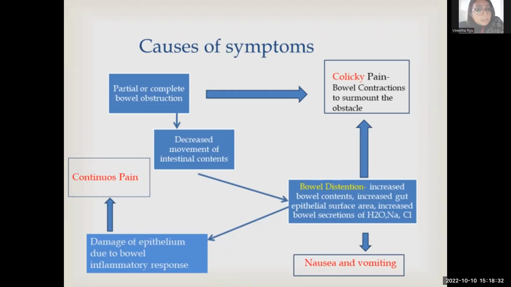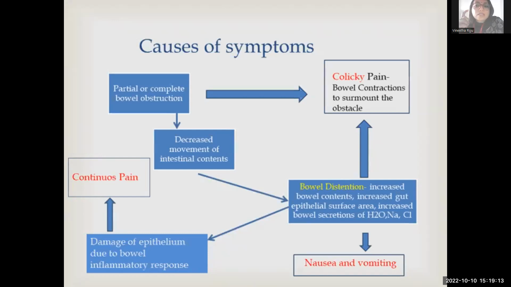Okay, so when there is a partial or complete bowel obstruction, the patient has colicky pains. Why colicky pains? And what is colicky pain? It is intermittent. It is a very crampy kind of pain. And the patient tells you, I have severe pain in my abdomen, but it is not continuous. It comes and stays for a couple of seconds and then relieves, and I'm fine for another few seconds or maybe a minute. And then it comes back again, very crampy. So that is colicky pain.